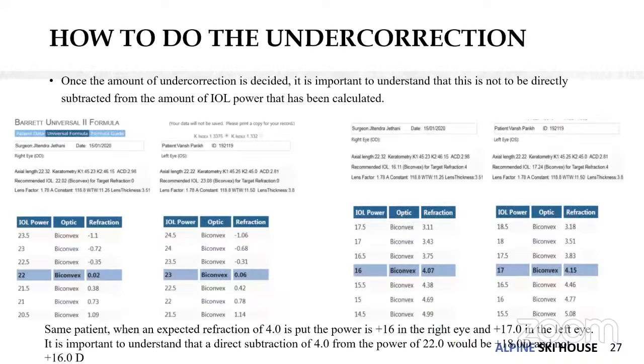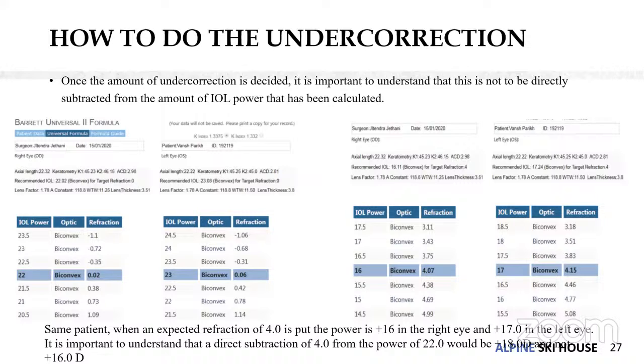No, go back to the previous slide. What is the reference for this? Sir, the IOL calculation, Jitendra Jethani, sir. Okay. So here basically there are two ways. One, as you said, we do under correction of the IOL power. So when we say 20% reduction, that is 20% reduction in IOL power. And second is target of hyperopia. So those are two different formulae.